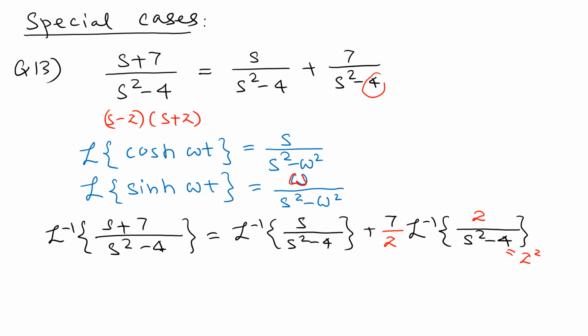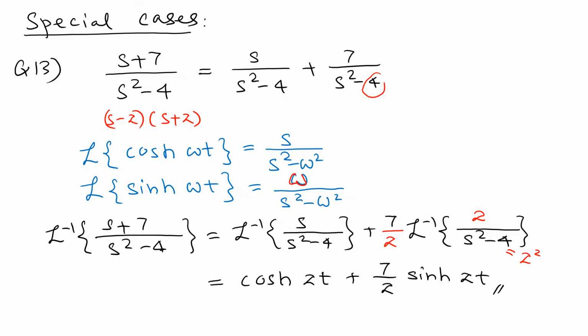So now we can write the answer. This is cosh 2t, where 2 is the ω in this case, plus 7/2 sinh 2t. So you can write it like that. You can see this is different from the regular partial fraction method. We did not write the partial fractions for this one; we can directly write the answer using hyperbolic functions. You can still do it, but it's just a waste of time because we already have the answer right there.